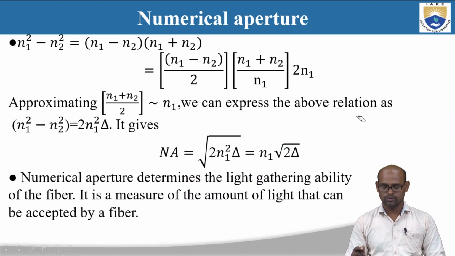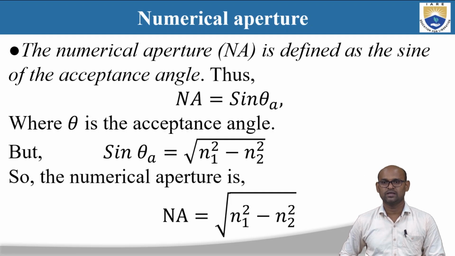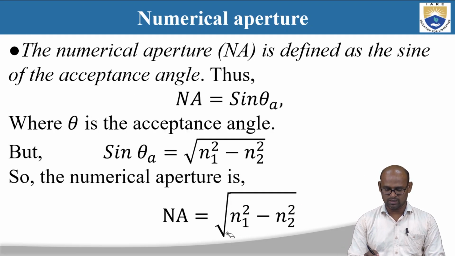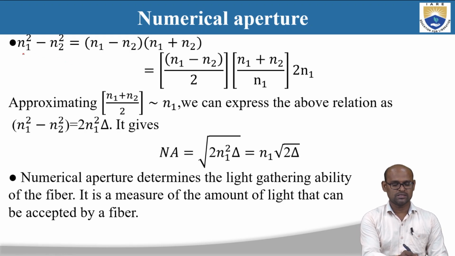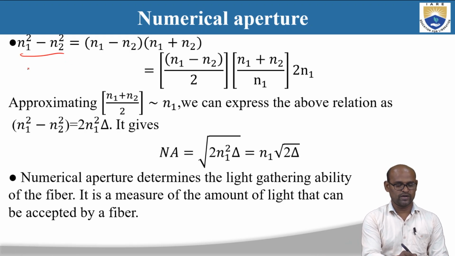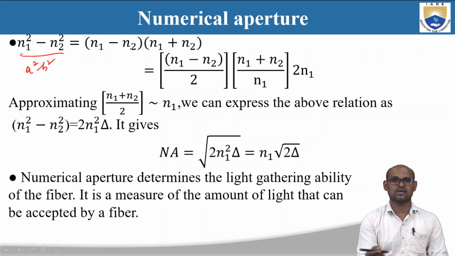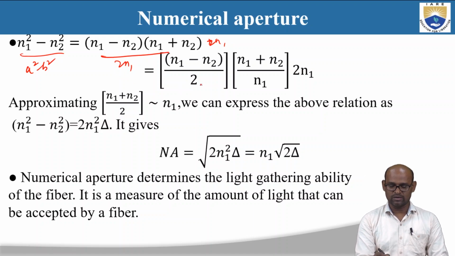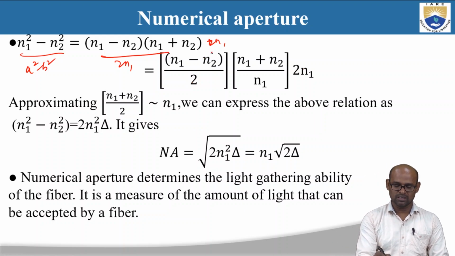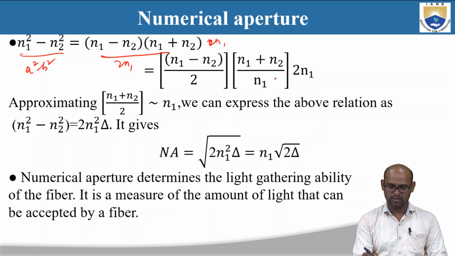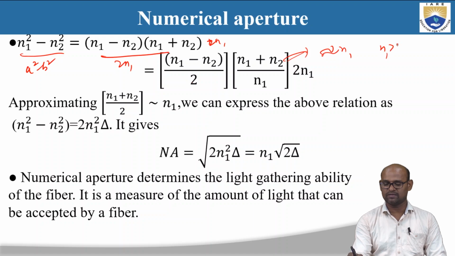You can write this numerical aperture in terms of fractional refractive index. Here we have n1 squared minus n2 squared inside the square root. You can write n1 squared minus n2 squared as a squared minus b squared, which is a plus b into a minus b. So I am going to multiply and divide by 2 n1. So we have (n1 minus n2) by n1, and (n1 plus n2) by 2, into 2 n1. This (n1 plus n2) by 2 n1 I am defining as roughly equal to 1, because n1 is always greater than n2, roughly equal to n1.